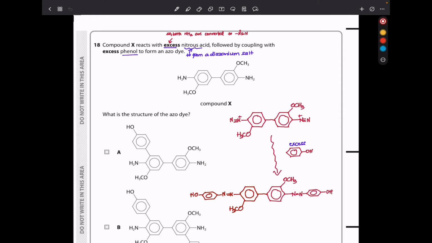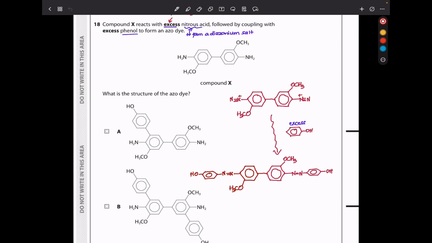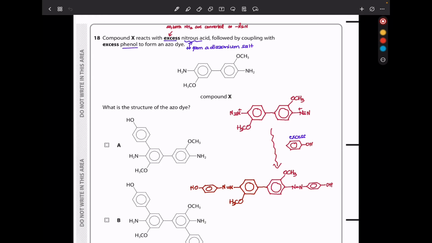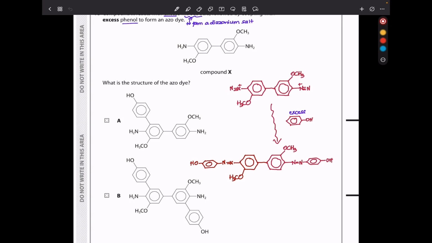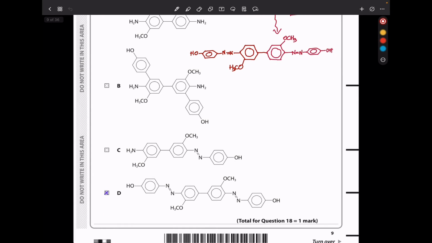And again here they've said excess so that the NH2 is completely converted into that. We can see there is that and that. So all these are going to be converted into something which is similar to that. They say what is the structure of the azo-dye? If this is reacted with excess phenol, it means there are going to be phenol groups attached here and there, producing a structure similar to this. So here is going to be my answer, the only thing that makes sense based on the information that is given.